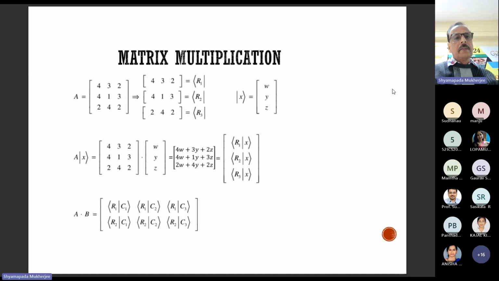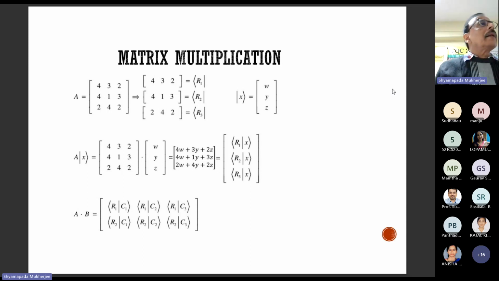Now you see the next line, matrix multiplication. How will we do matrix multiplication? A is equal to this one. Then I have converted it into R1, R2 and R3. Then X is equal to W, Y, Z. So what is AX? AX is equal to the matrix 432, 413, 242 times W, Y, Z. And that is equal to 4W plus 3Y plus 2Z, 4W plus 1Y plus 3Z, 2W plus 4Y plus 2Z. And that is equal to, in bra-ket notation, R1X, R2X, R3X. This is a matrix multiplication with a vector.